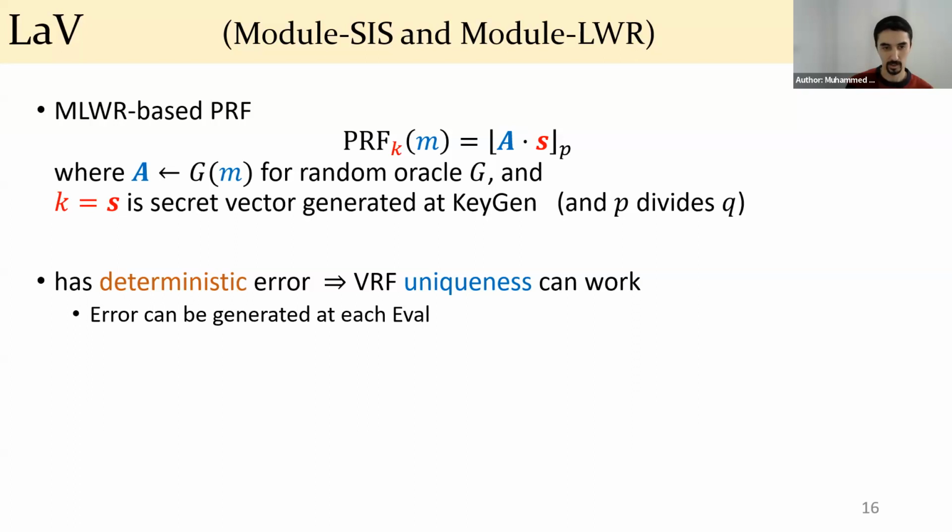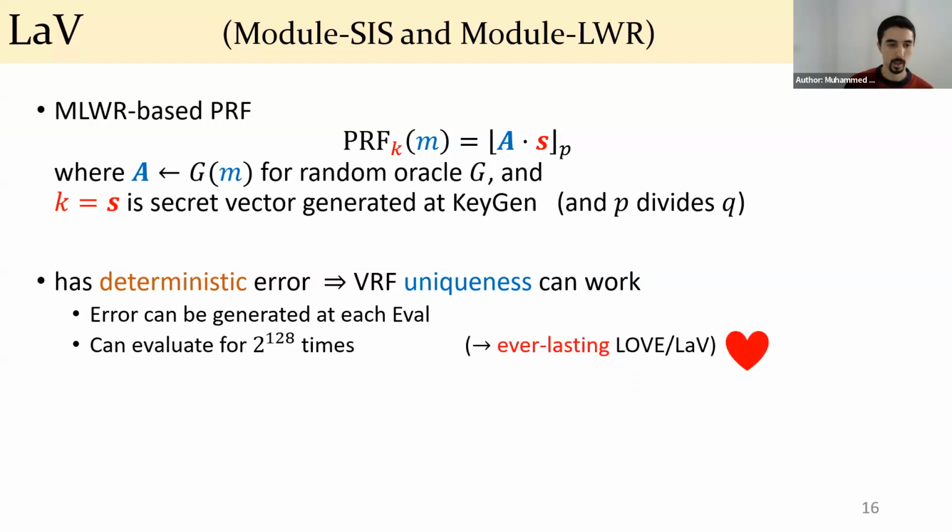As I mentioned, we can generate the error at each evaluation, and we can evaluate many, many times, because prior work needed to fix the error in key generation in advance, which meant that they could not evaluate many times. But in our setting, we can do many evaluations. That's why we get this everlasting LoVe, which is where the name comes from.